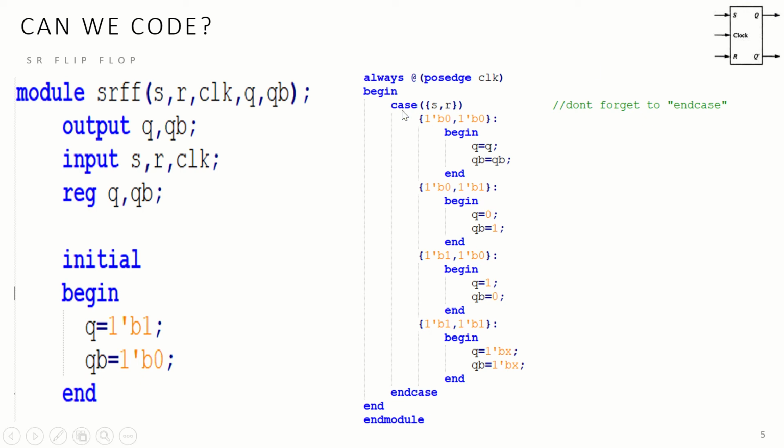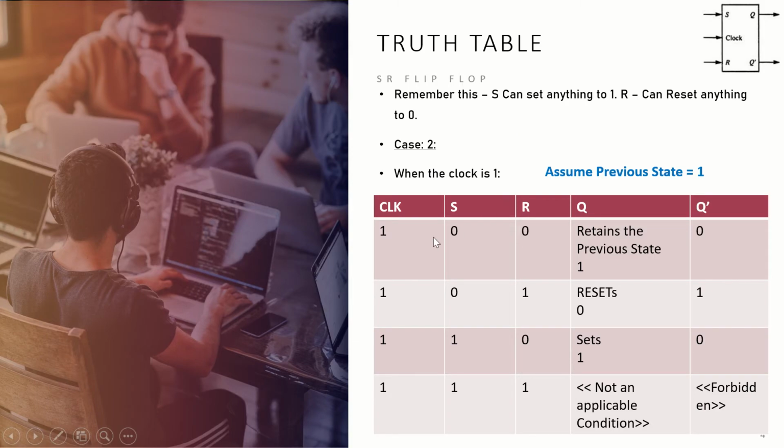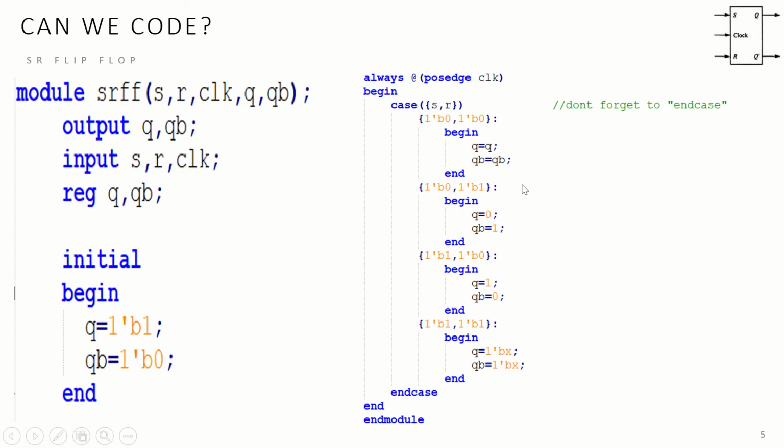I use a case here. It is just like a switch case in C programming. S and R are followed. Now initially it is 0, 0. So what will happen when both S and R are 0? You see in this table, S and R are 0, clock is 1, it retains the previous state. That's the same thing that we do here. Q is Q, QB is QB.